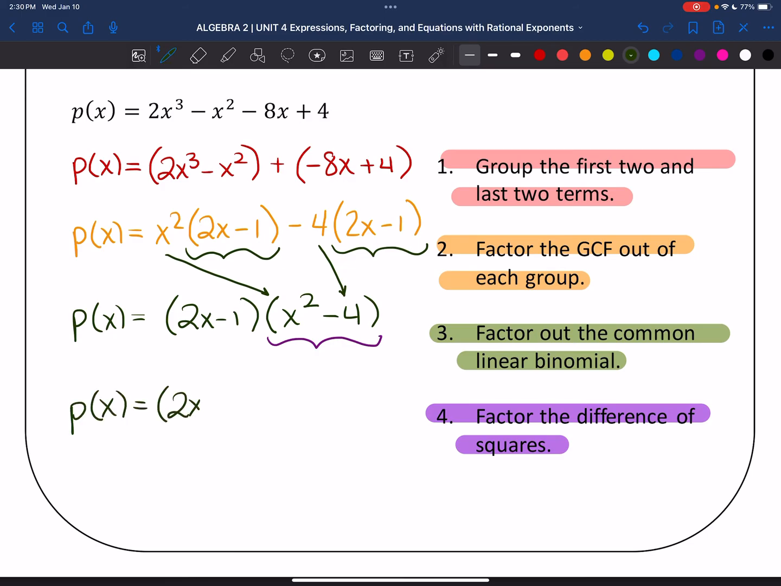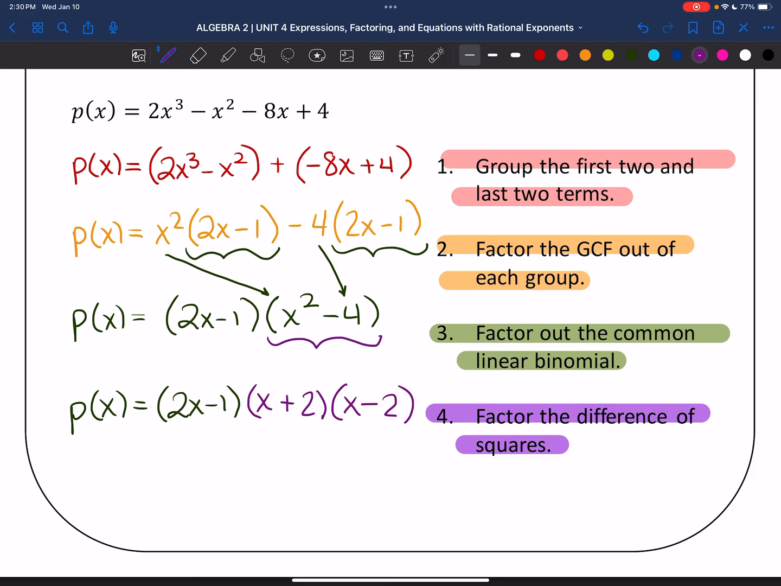Keep this part the same, but then the difference of squares, when we factor that down, we ask ourselves, what times what gives me x squared? X and x gives me x squared. These are conjugates, so one will be plus, one will be minus. And what times what gives me 4? Same number. What times itself gives me 4? It is 2. So there we have it.